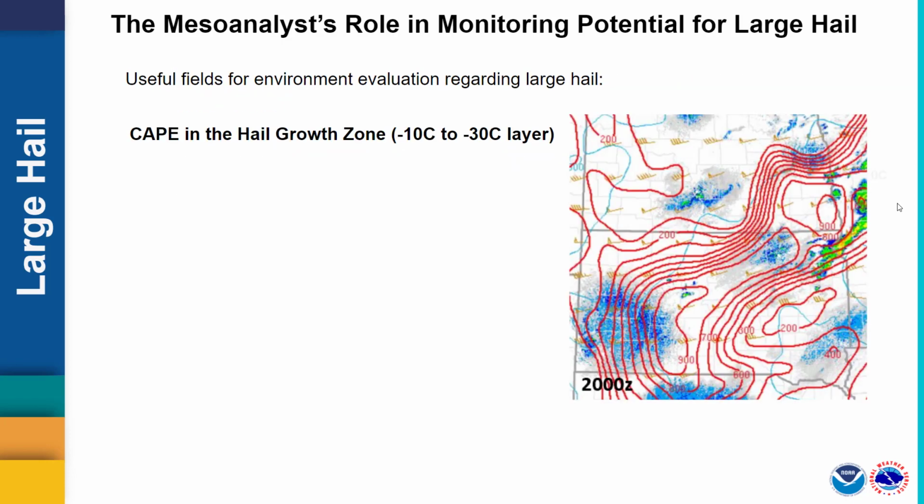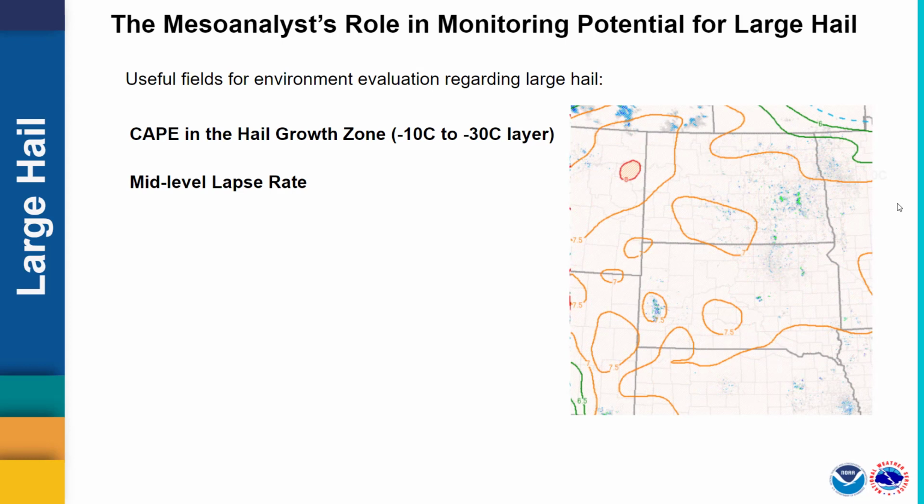There are several potentially useful fields one can look at to evaluate large hail potential. Some examples. Here we see CAPE in the hail growth zone, generally the -10 Celsius to -30 Celsius layer. Particularly values of 700 or 800 or greater favor very large hail, golf ball size or larger. In the example shown on the right, we're really focused on west central South Dakota and possibly southeastern North Dakota. Large mid-level lapse rates, greater than 6.5 or 7 degrees Celsius per kilometer, are also quite favorable. In this example, we see widespread areas of 7 Celsius or greater across the Dakotas.